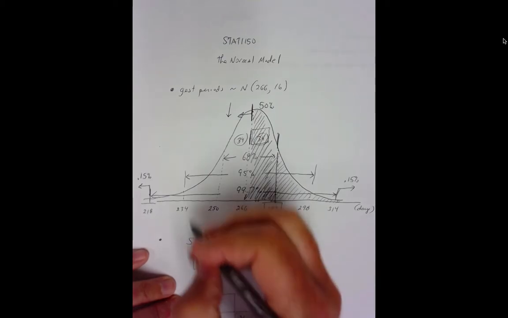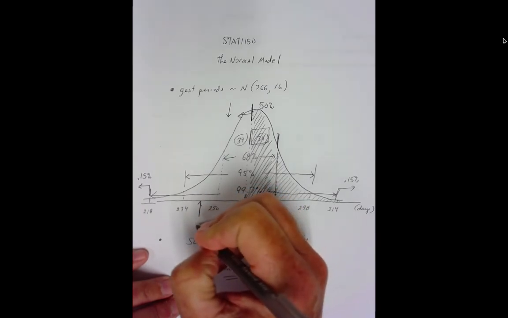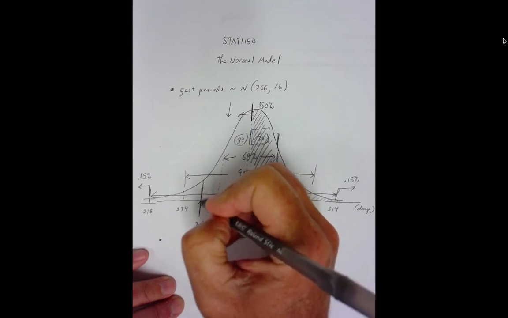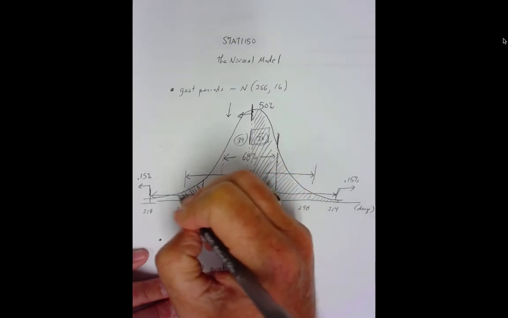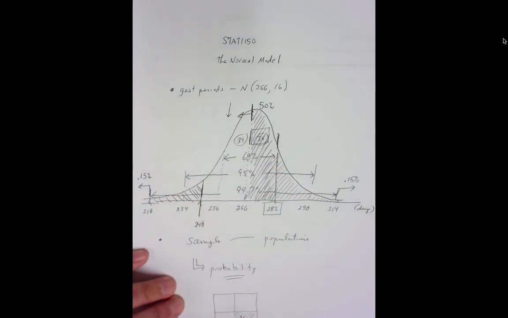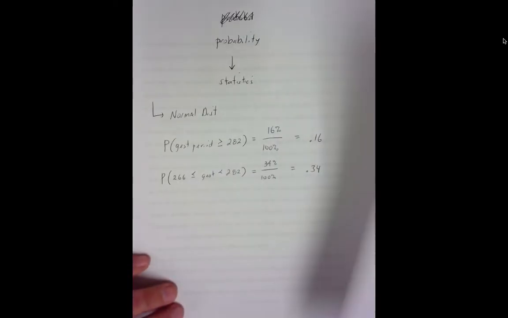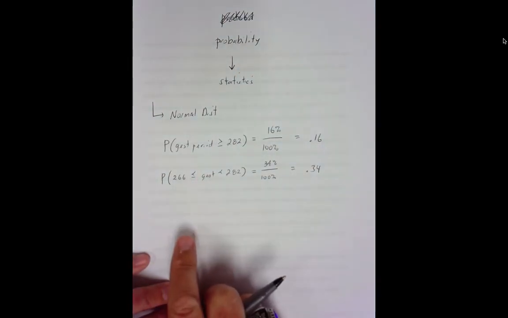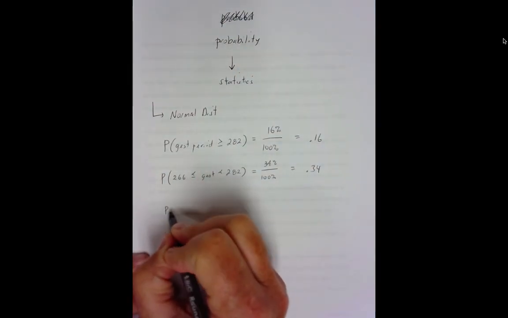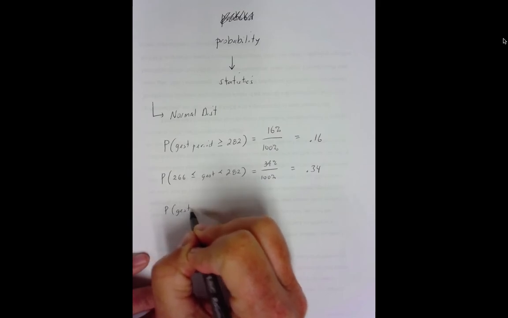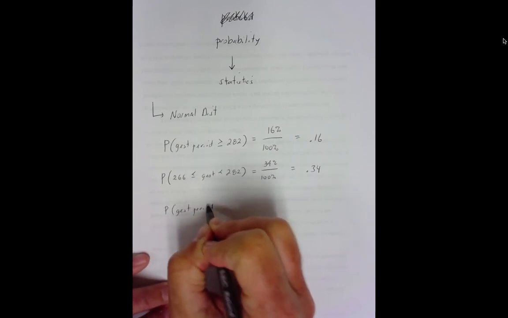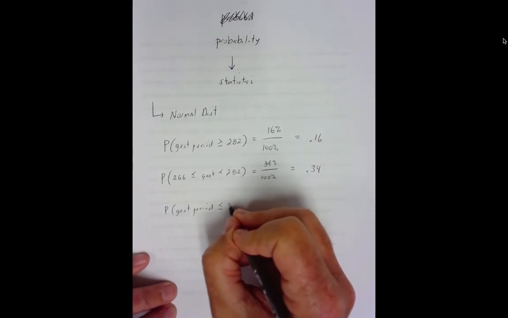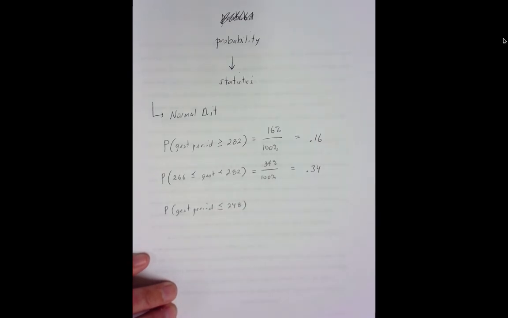Now, what if I want to focus on a gestation period of 248? And I want to find the probability that I get a gestation period. I randomly select a woman. Again, probability, random. Okay, so I randomly select a woman, and I want to determine the probability that her gestation period is less than or equal to 248.